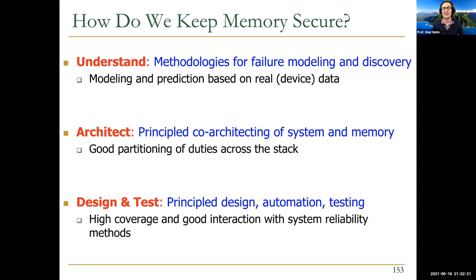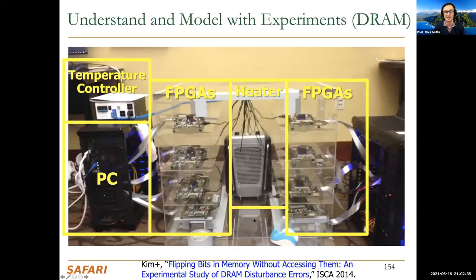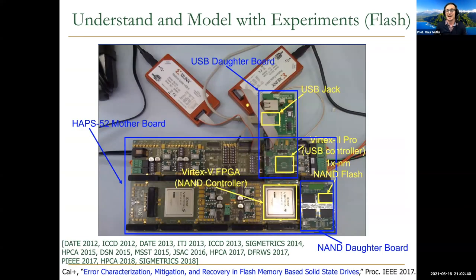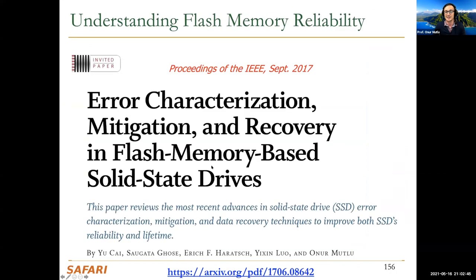And designing and testing is important because in the end, we really want principled design, automation, and testing methods that can take into account security vulnerabilities, which essentially these methods don't exist today, to my knowledge. And we want high coverage and good interaction with system reliability methods. So that's why we've been building these infrastructures to understand. And actually, we have infrastructures for flash memory if people are interested. And we recently were invited to write a paper about the work that we have done on flash memory reliability. If you're interested, you can take a look at it. It's also fascinating, clearly, but I don't have time to talk about it.